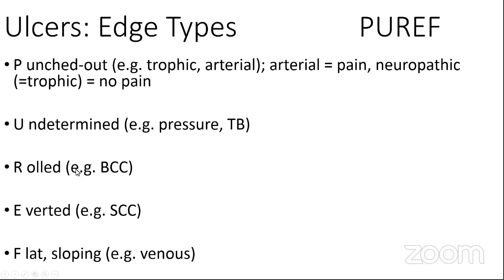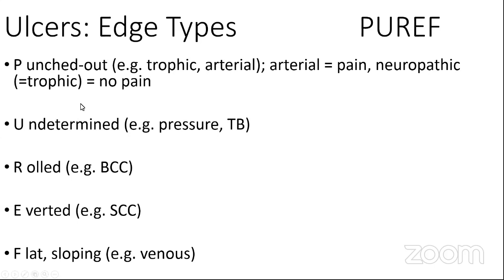Now rolled edges. Usually it happens in basal cell carcinoma. Usually they are seen on the face of the individual. Then edges are everted. This is proliferating growth and classically described for squamous cell carcinoma. Especially in our country, you will find a lot of patients with penile cancer, penile ulcerous growth. They are classically described as everted edges. Then venous ulcers are flat and sloping.